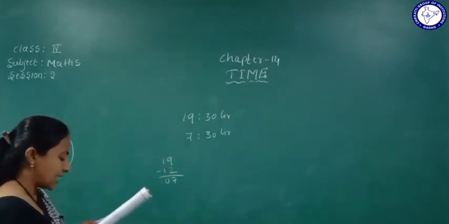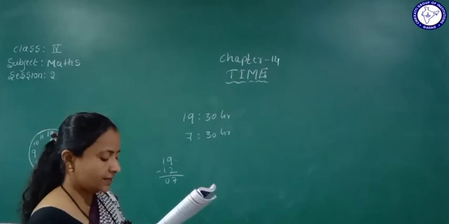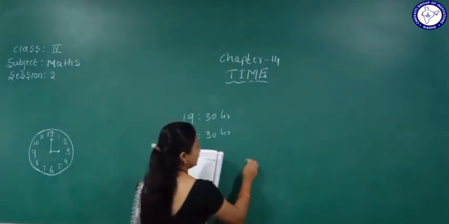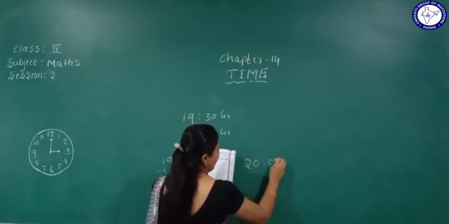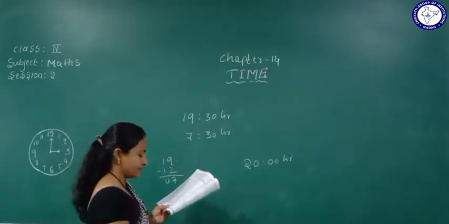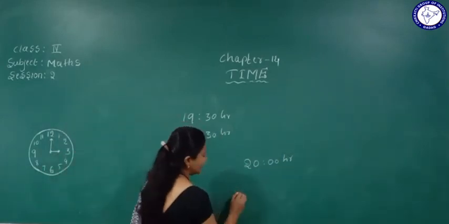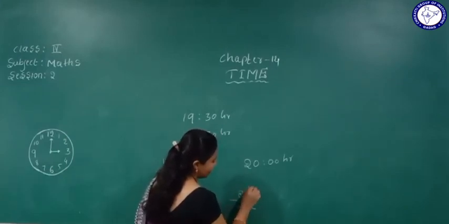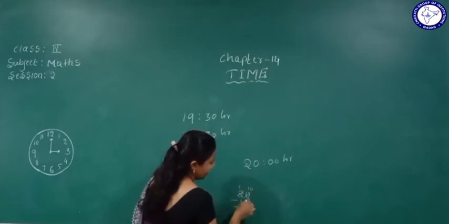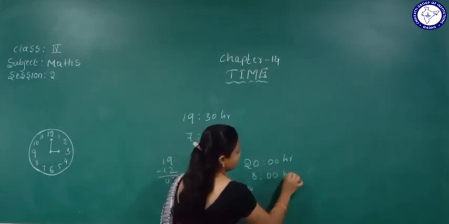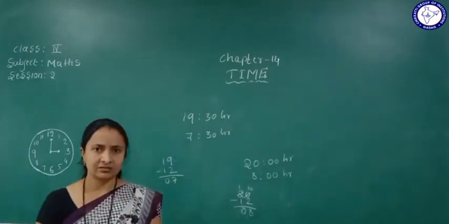Next one. The arrival time of an aeroplane is written as 20 hour. So its arrival time is 20 hour. You will convert it as per 12-hour clock time. So what do we do here? 20 minus 12. 10 minus 2, how much? 10 minus 2 is 8. 1 minus 1 is 0. It means it is 8 o'clock. Yes, 8 hour.